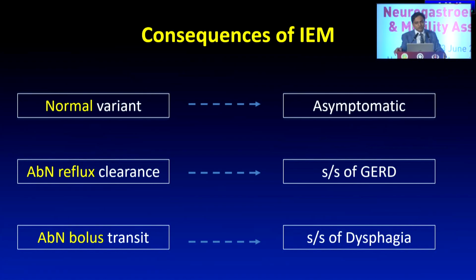So what happens when you have ineffective esophageal motility? A lot of normal people can show an IEM-like pattern. In these, usually the people are asymptomatic. But there are two important things that can happen. There can be an abnormal reflux clearance because of ineffective motility, and these patients will present with features of GERD. There can be an abnormal bolus transit because of ineffective motility, and these patients will present with symptoms of dysphagia.